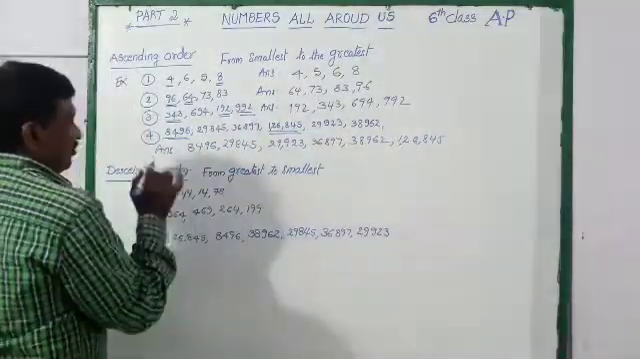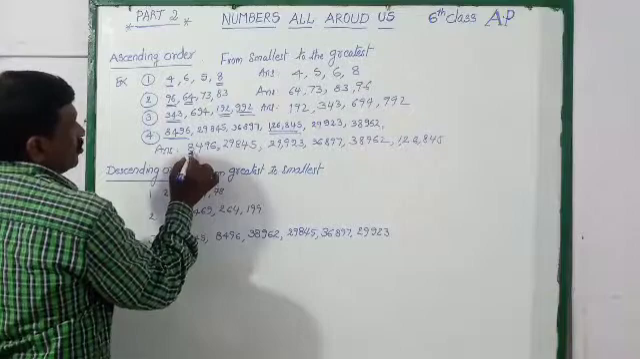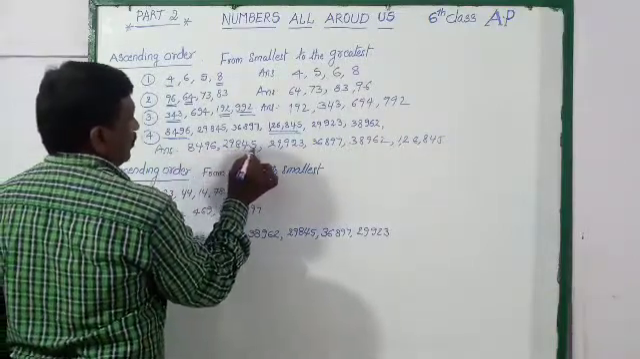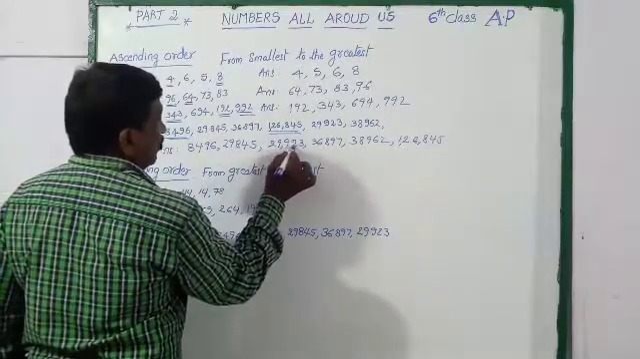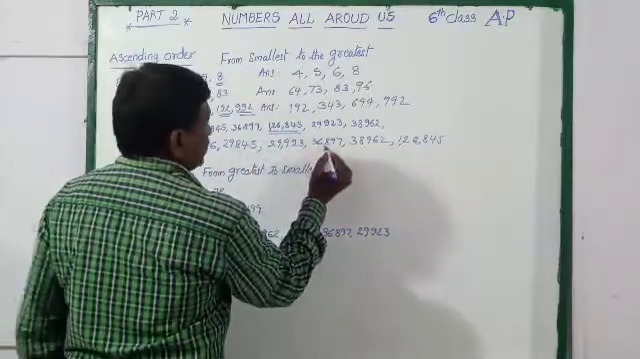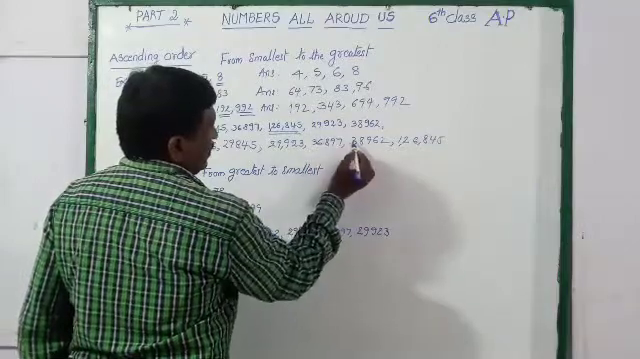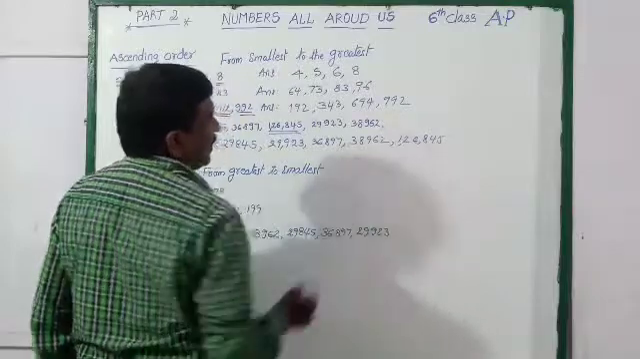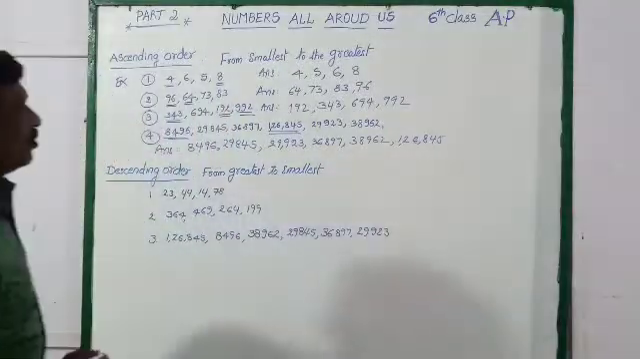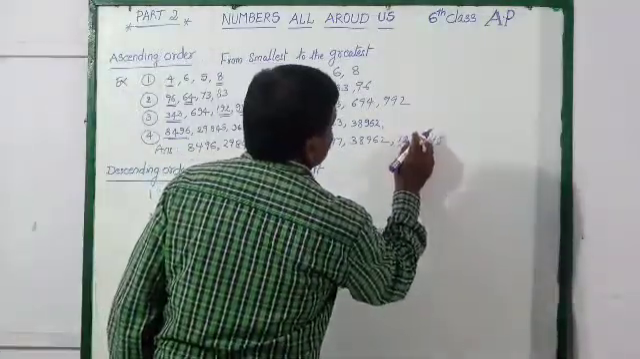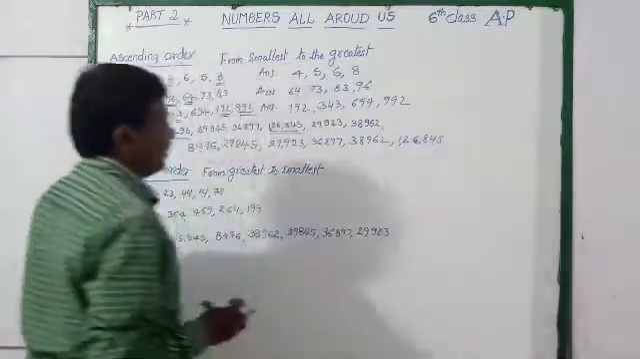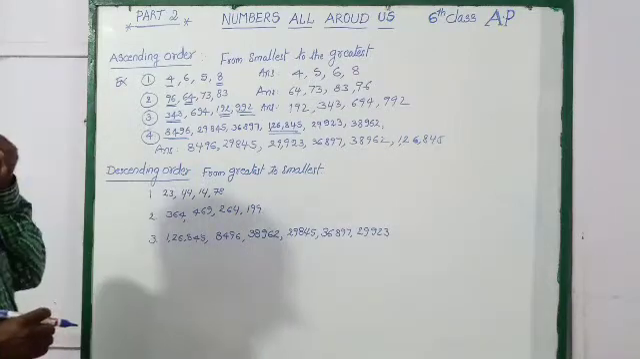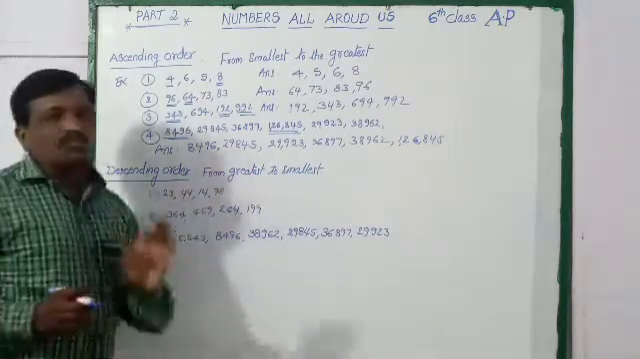You will see again: 8,496, 29,845, 29,923, 36,897, 38,962, 1,26,845. This is ascending order. Okay, next, descending order, from greatest to smallest.